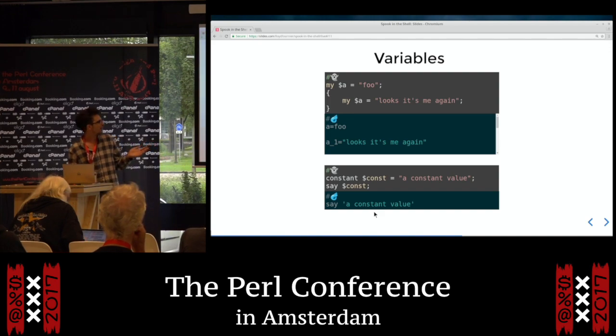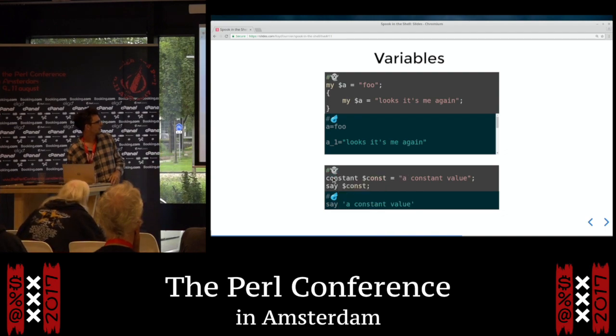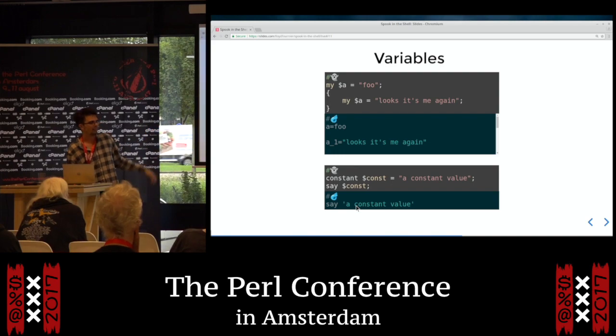The only thing to know about variables is you actually got lexical scoping. So you got my A is equal to foo, and then in another lexical scope, you got my A is equal to something else. And you can see that they're two different variables, and it knows about lexical scoping. And the only other type of variable is a constant that, as you can see, what happens here, it gets inlined. Because it's known at compile time, it just gets inlined.